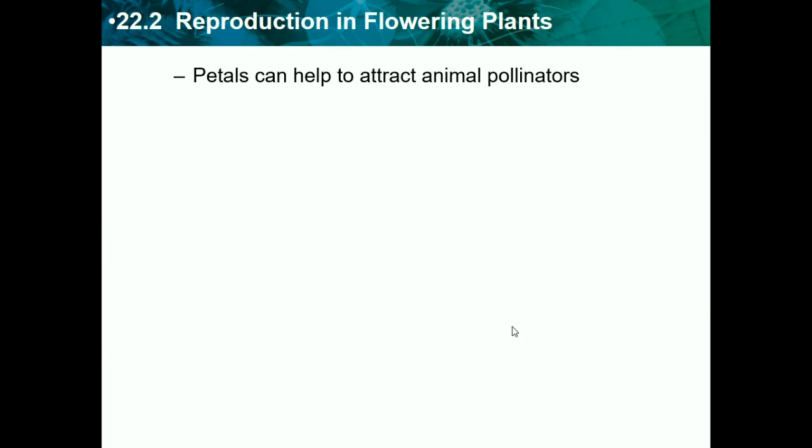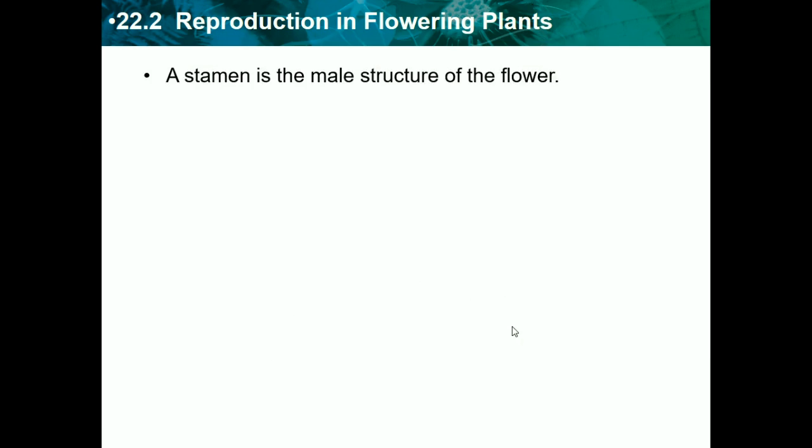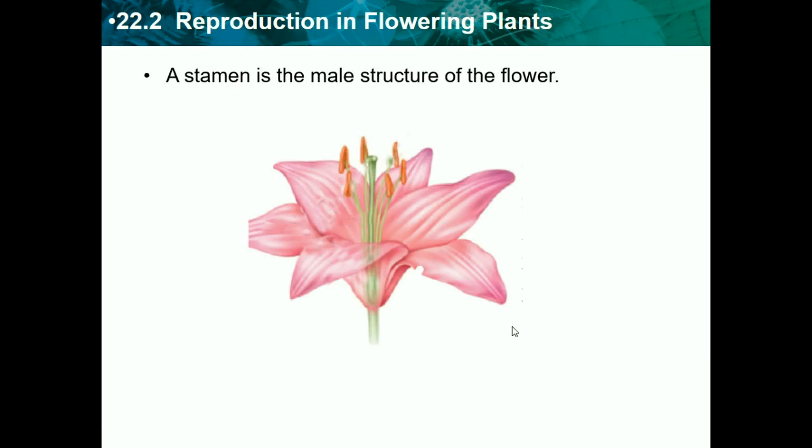Petals can help to attract animal pollinators. Colored petals help attract animals because they look nice and pretty and stand out. A stamen is the male structure of the flower. So we have a female and a male part of the flower, and the stamen is the male part. And the stamen has a filament and an anther.